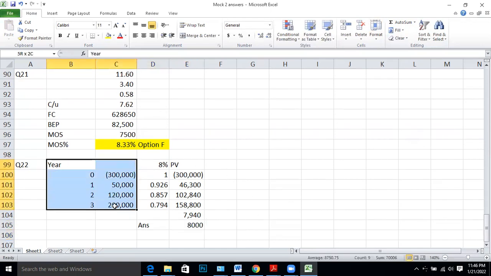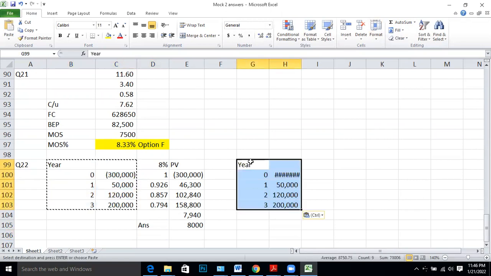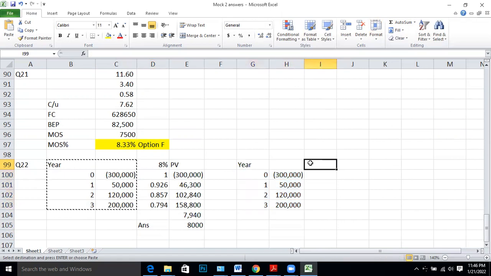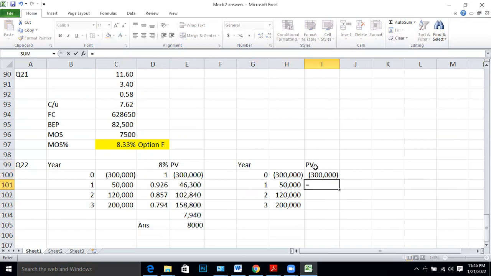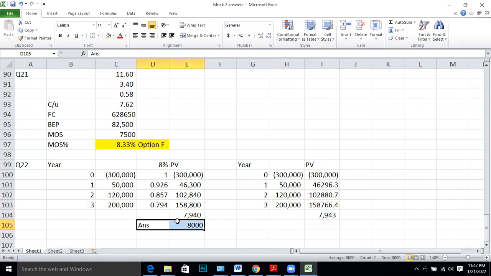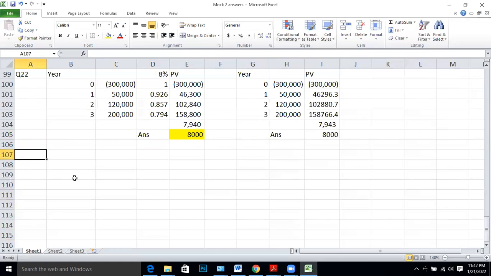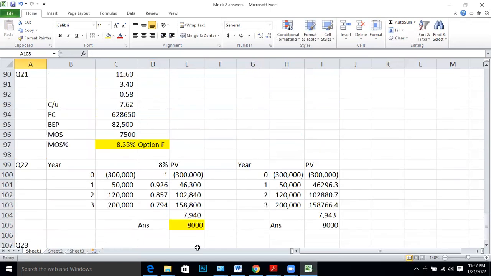Suppose if you are doing this with the formula, PV will be this one here 0, no change. 50,000 divided by 1 plus rate is 0.08 to the power of year 1. Do the same for the 3 years also. And then add it together. 7943. So answer will be 8,000. Closest 1,000 that be 8,000. Right? 23. Shall we check the answers for these two?